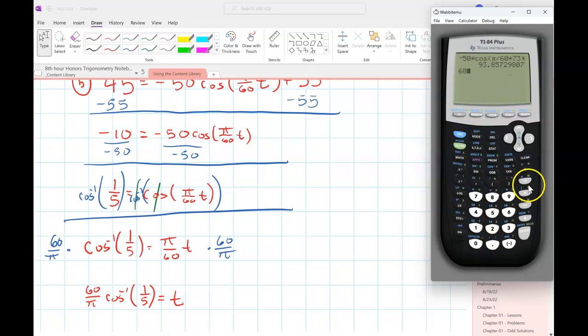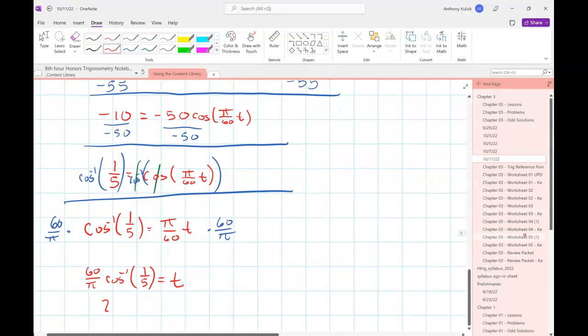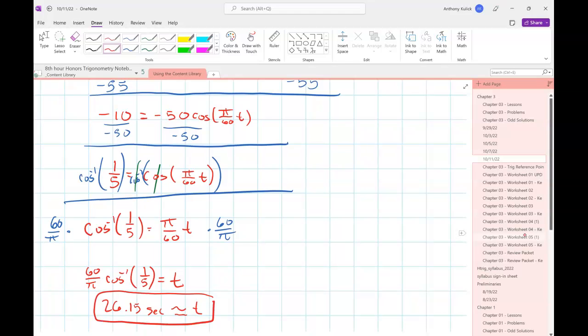So 60 divided by pi times cosine inverse 1/5. I get about 26.15 seconds. Is that our only answer? No. Where else could I have had an answer?